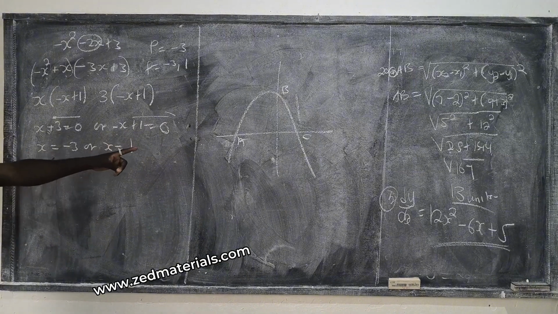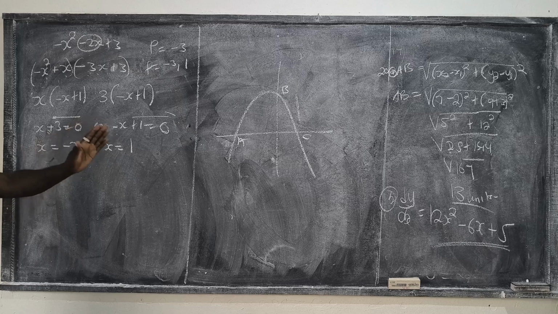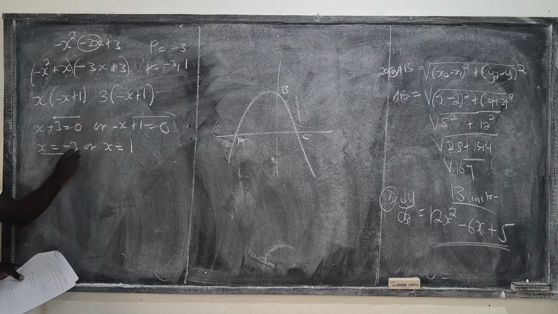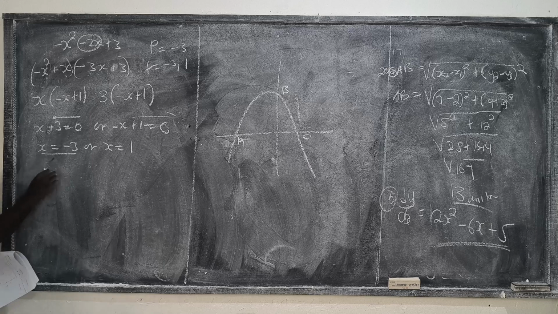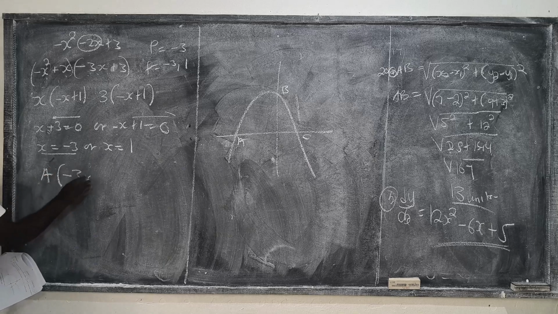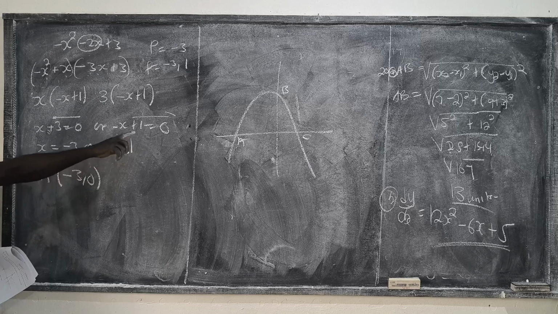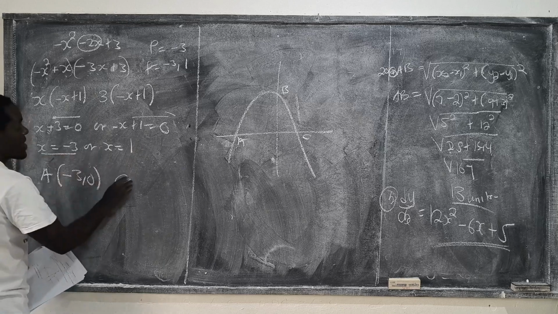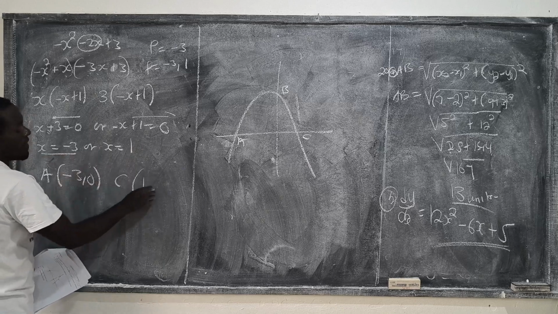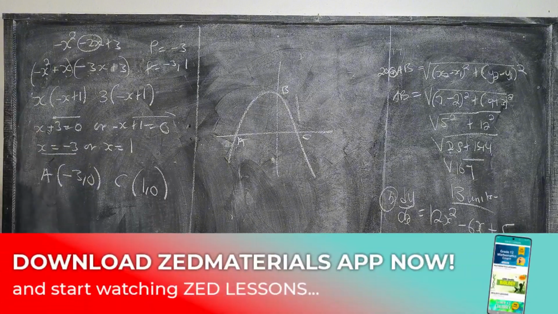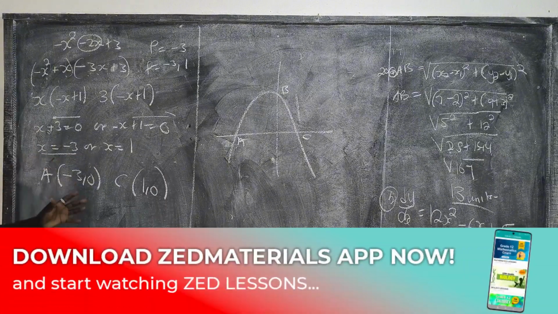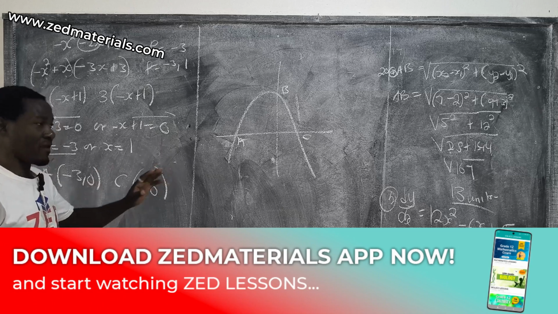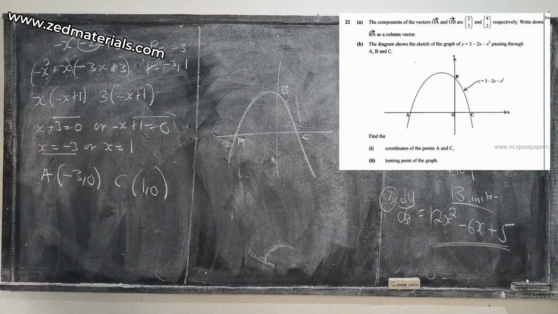So now, which answer are you going to write on A? When you check, A is on the negative side. The C is on the positive side. So meaning this one will carry the A. So you're going to say the coordinate of A will be negative 3, 0. And the C there is on the positive side. So you're going to say C, you have what? 1, 0. Done. So when you go to the Z material app, you understand nicely because we explained what is happening there. Then from there, they are saying the turning point of the graph.